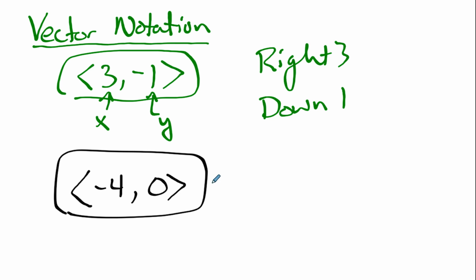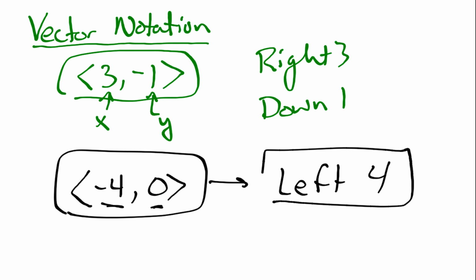So our second example of vector notation here tells us that we would move left 4. First number is your left or right movement. Negative is left, positive is right, and then up and down is our second number, and that is up or down 0. So we would say that our second notation here tells us to move every single point left 4 units.